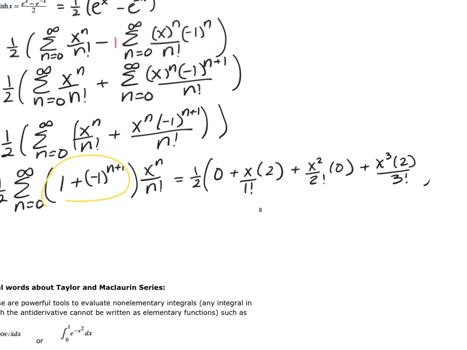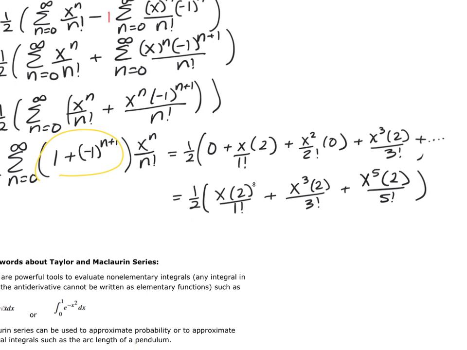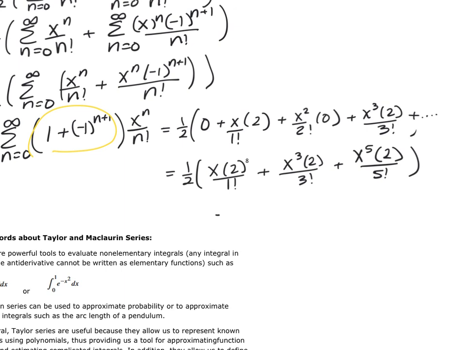I'll do my next one, x to the 3rd multiplied by 2 divided by 3 factorial. And you can see, if you continue on this, it will continue. So this is the same thing as 1/2 x multiplied by 2 over 1 factorial plus x cubed multiplied by 2 over 3 factorial. And I can guarantee the next one would have been x raised to the 5th multiplied by 2 over 5 factorial. When I distribute this 1/2 through, I'm going to get x over 1 factorial plus x cubed over 3 factorial.